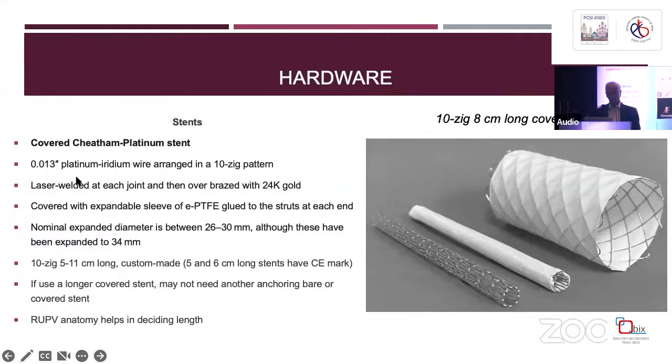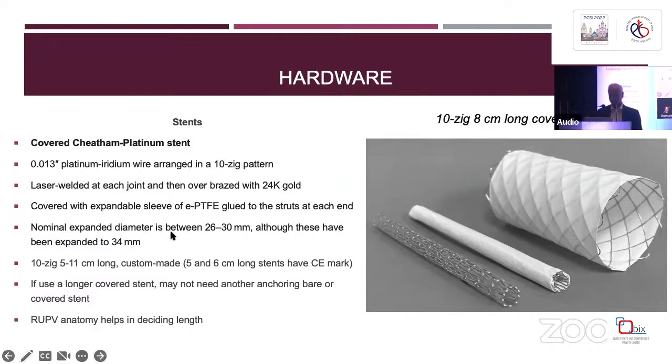They're made from platinum iridium 0.013-inch, arranged in a zig pattern. So there are 10 zigs around the circumference. They're laser welded at each end, each joint, and then overbrazed with 24-karat gold. The covering is EPTFE, and it's glued. It's not sutured in, it's glued at each end, here and here. That depends on the diameters, but it's glued at either 3 points or 4 points in order to stop the stent covering from slipping off the stent.